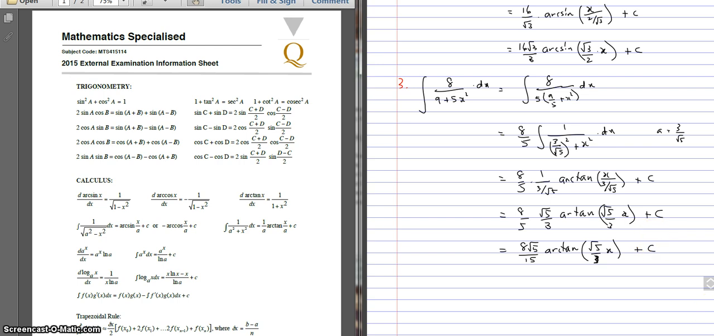Hopefully that makes it clear how to go about doing those integrals which you'll recognise will lead to an inverse trig function. Okay, we'll stop there.